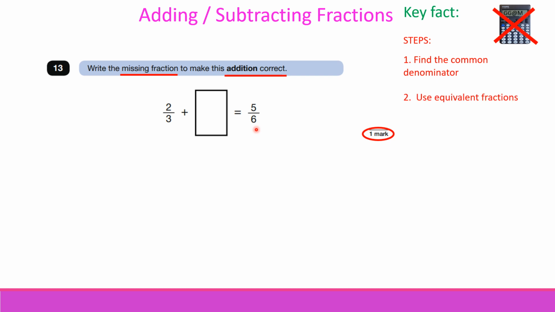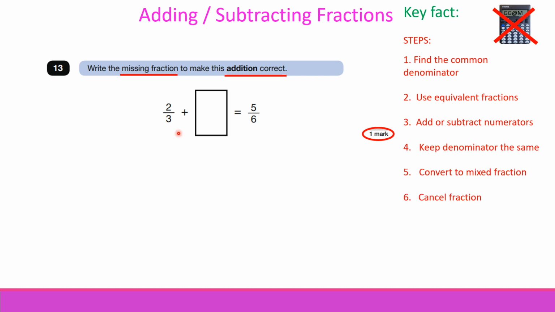Then you're going to use equivalent fractions. So you need to convert this first fraction into an equivalent fraction, which is the same as 2/3, but is now going to be over 6. Then you need to either add or subtract your numerators, depending on whether it's an adding or subtracting question. The denominators will stay the same, and then you will convert to a mixed fraction if relevant, and then cancel your fraction again if relevant. So the last 2 stages here are not actually applicable in this case, but they may be on a different question.